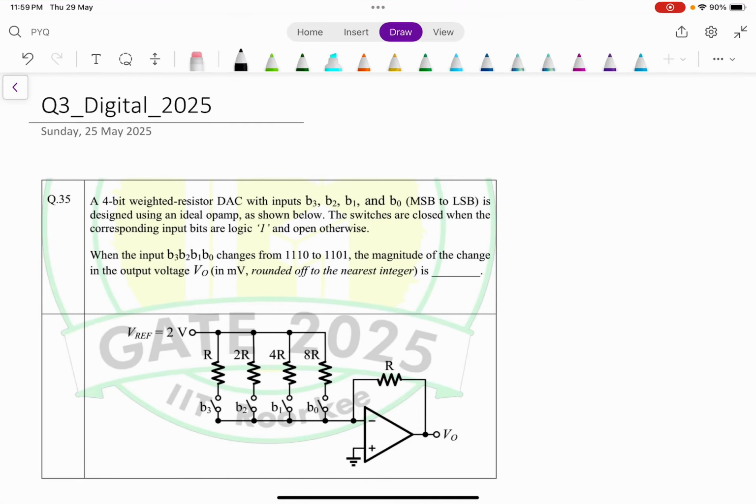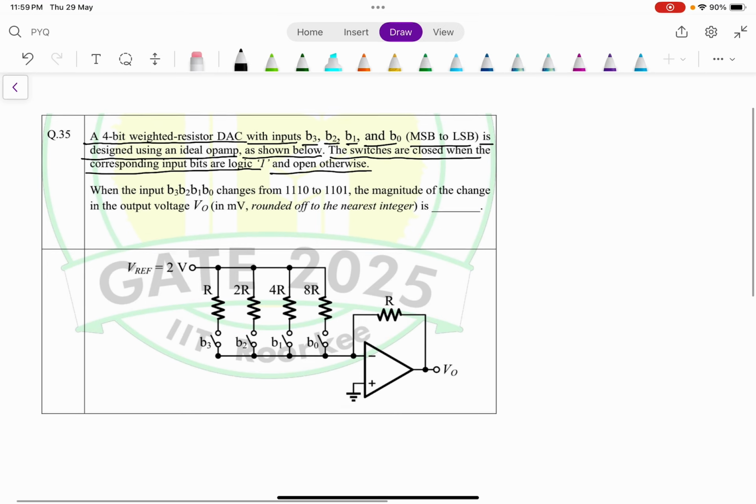Hey everyone, let's start with question number 3, Digital Electronics, asked in GATE Examination 2025. A 4-bit weighted resistor digital to analog converter with inputs B3, B2, B1 and B0, MSB to LSB, is designed using an ideal op-amp as shown below. The switches are closed when the corresponding input bits are logic 1 and open otherwise.